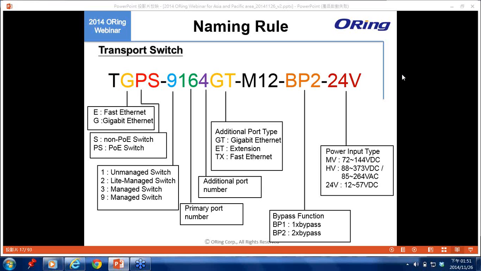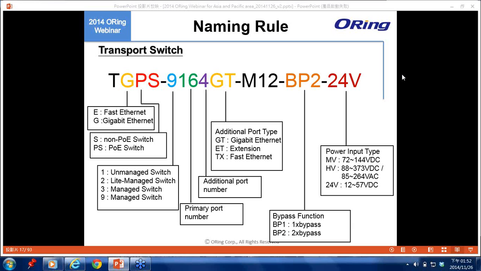And of course, M12 means that all ports will be in M12 connectors. And we also have letters to explain the bypass function. We will have a BP1 or BP2, or for some of the models without the bypass function, we will not put the BP letters here. So in this case, it's BP2. That means it's 2 pairs of bypass ports.